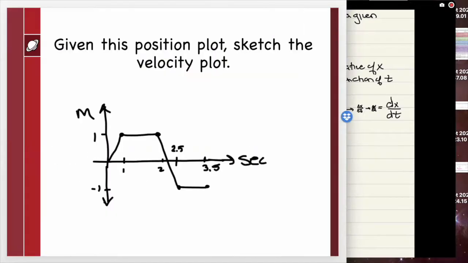So I have a question for you to think about. If this is a position plot, sketch the velocity plot as a function of time.